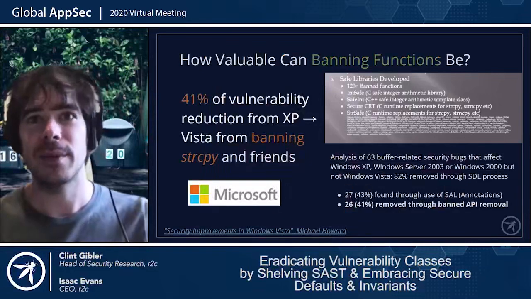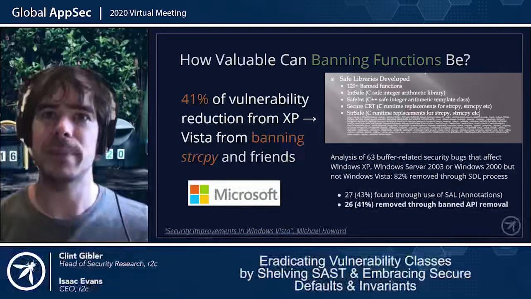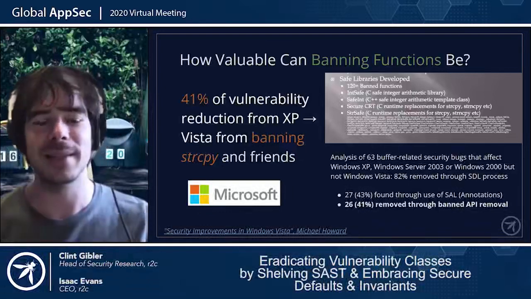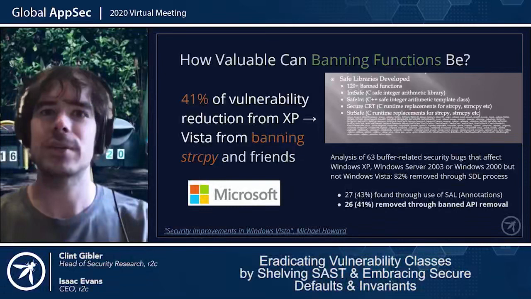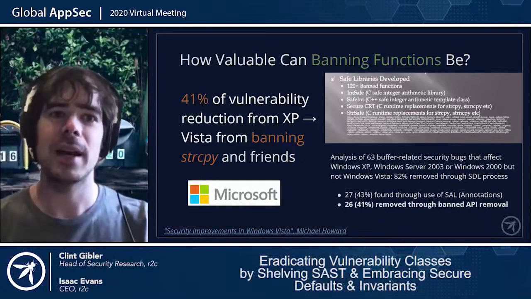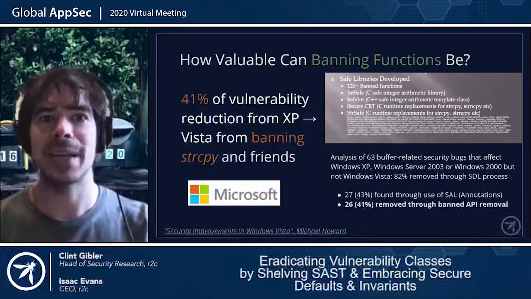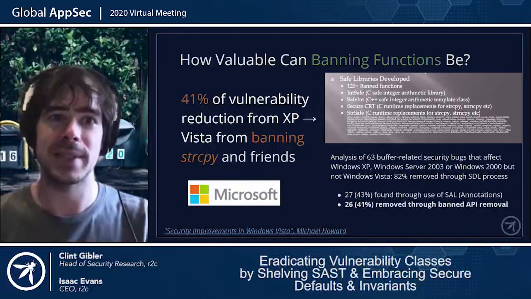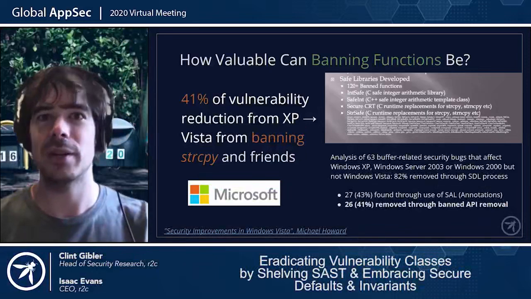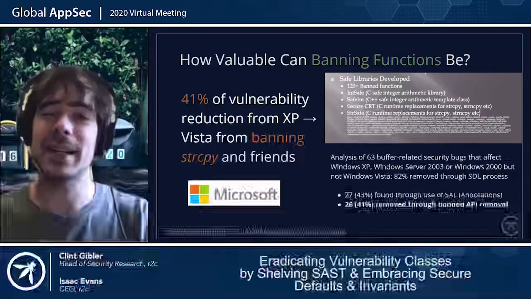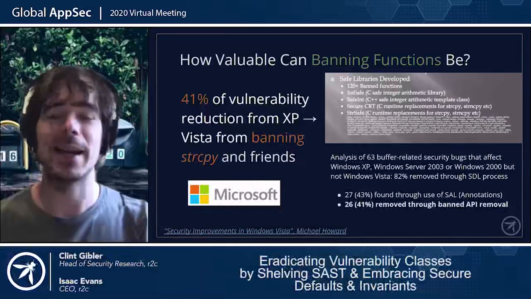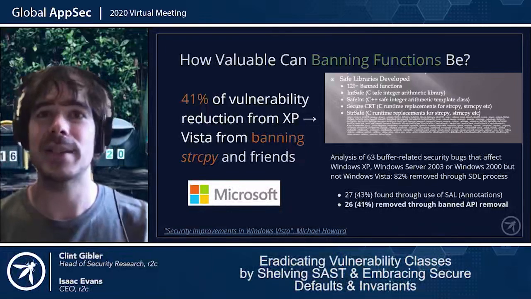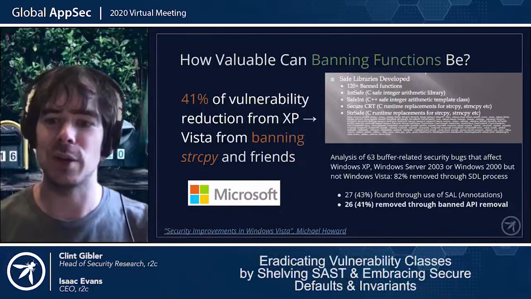Earlier, we were talking about how banning functions can be very powerful, and you might be a bit skeptical about how valuable this actually is in practice. So one interesting study: Microsoft crunched the numbers, and they found that when going from XP to Vista, 41%, or almost 50%, of all the vulnerability reduction in that transition was basically from banning strcpy and a number of other dangerous functions. So that's a pretty impressive bang for your buck for essentially just banning a few functions.